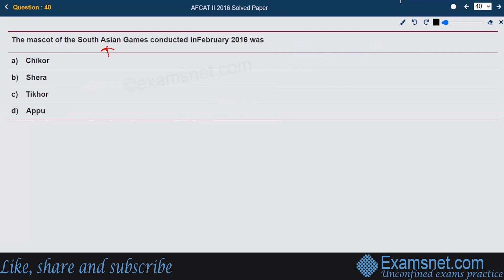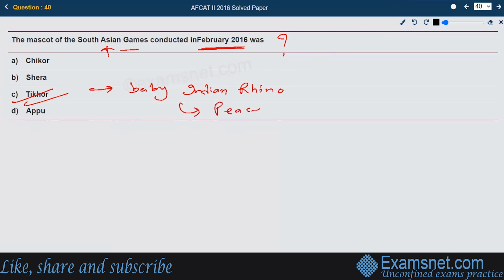Now, who was the mascot of the South Asian Games conducted in February 2016? The right answer is Tikkor. Tikkor is a baby Indian rhino, unveiled to the public as the official mascot for the 2016 South Asian Games. According to the organizing committee, Tikkor carried a message of peace, progress, and prosperity. So he was the mascot.